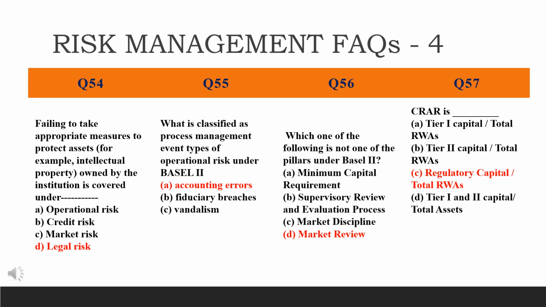Which one of the following is not one of the pillars under Basel II? Minimum capital requirement, supervisory review and evaluation process. These are part of the Basel II pillars. So the question is, which is not? Market discipline is also there. Market review? No. So the answer is D. Market review is not there. The three pillars under Basel II are the minimum capital requirement, supervisory review and evaluation process, and market discipline, not market review.